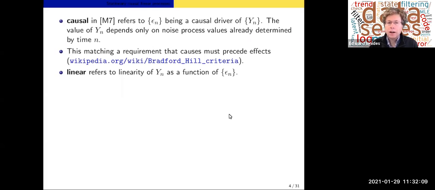Causal has a meaning here. Epsilon_n is a causal driver of y_n in the sense that the value of y_n depends only on noise process values already determined by time n. So y_n depends on epsilon_{n-1}, epsilon_{n-2}, and so on. But y_n is not allowed to depend on future values of epsilon_n. And so this matches a requirement that cause must precede effect, which is a very classic requirement of causation, such as in the Bradford Hill criteria.